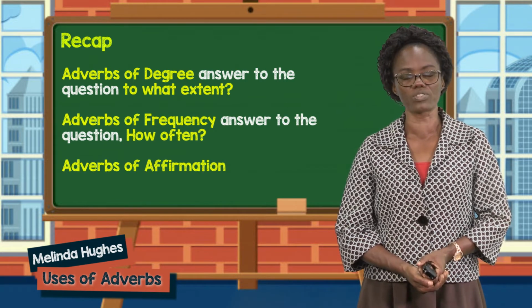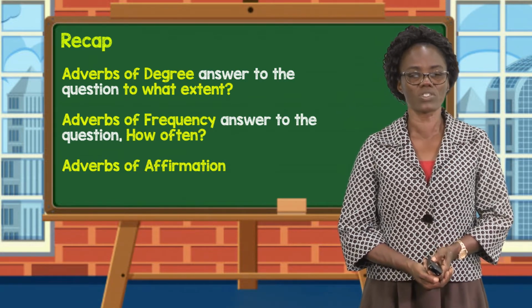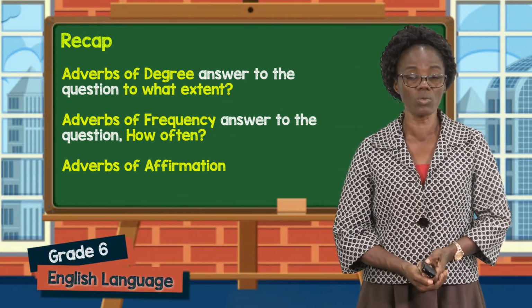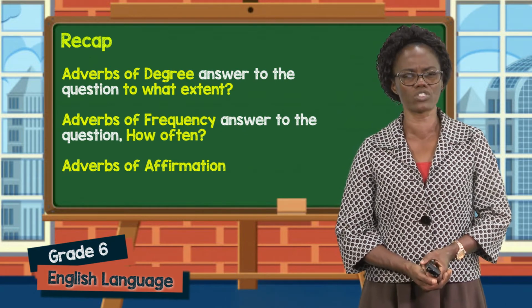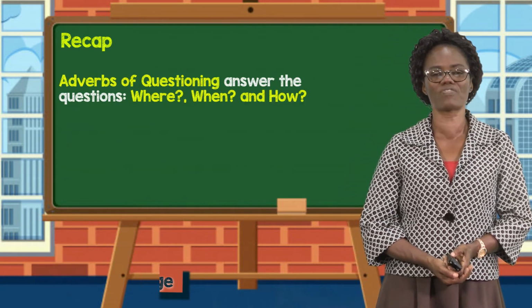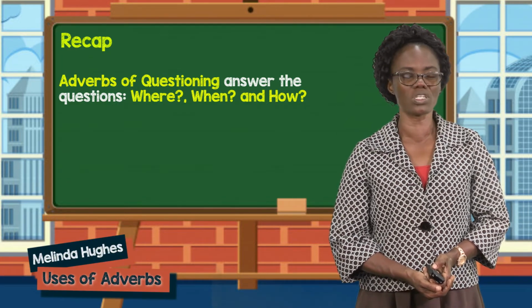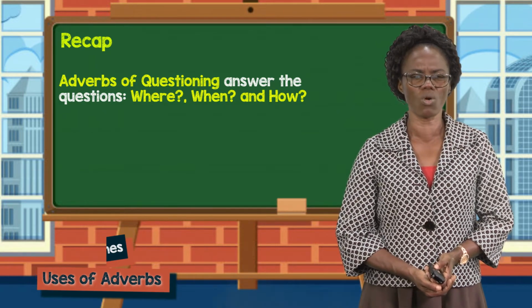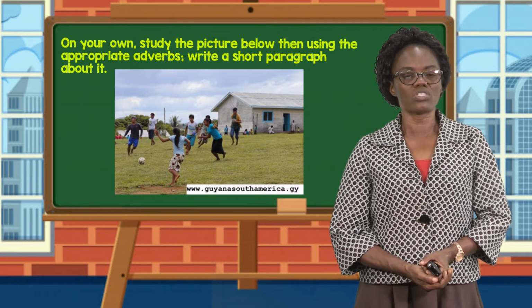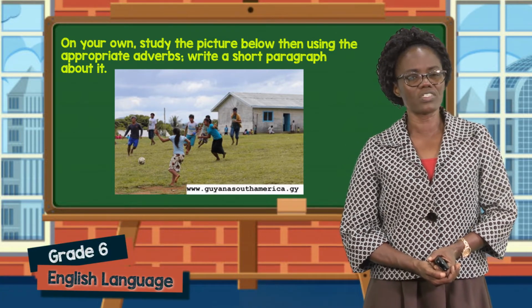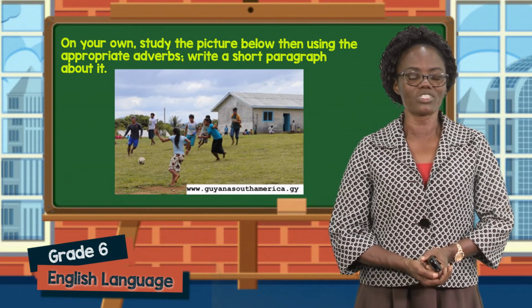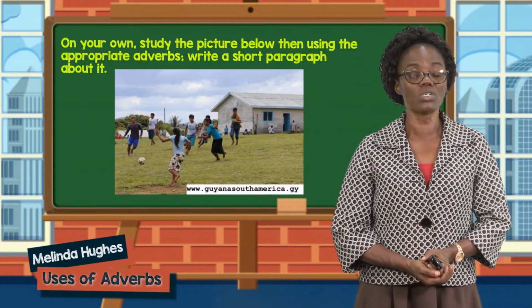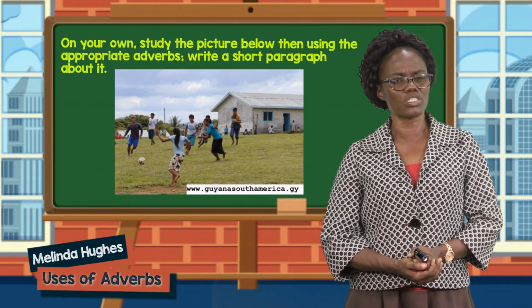Then we have those adverbs of affirmation. They do not answer questions, but they simply emphasize a particular condition like no, yes, never, and certainly. And then finally we have adverbs of questioning. So they are used to ask questions where, when, and how. So you can do some work on your own. Let's look at an activity that you can do on your own, or with a friend, or with someone who can work along with you, or when you are finished, you can read your paragraph.